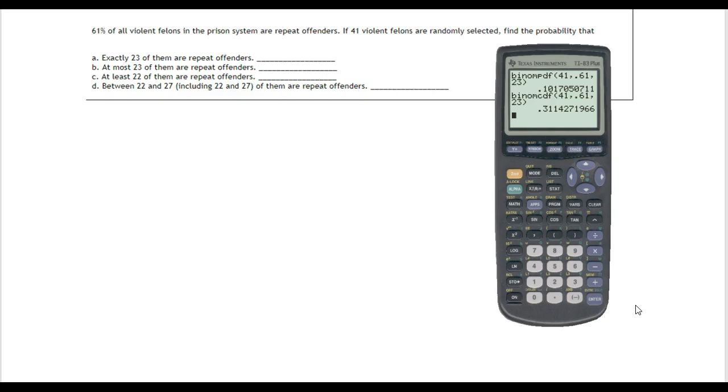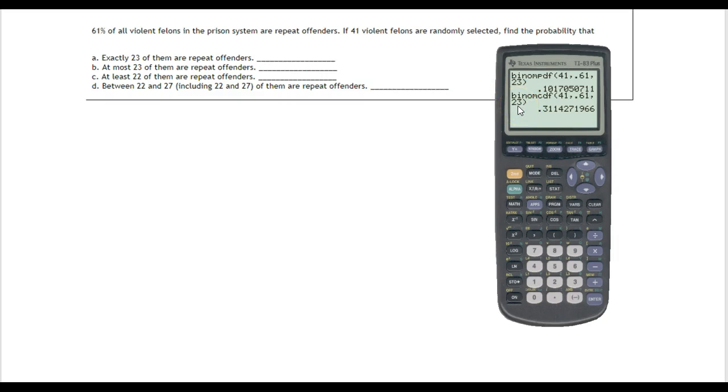and it looks like that probability is 0.3114 for B. Now, at least 22. Let's look at C. At least would be 22 or more. Could be 22, 23, 24. We could go on as far as, what's the probability of this? So when we do at least or greater than, remember this is always going to find us the one less than this value.